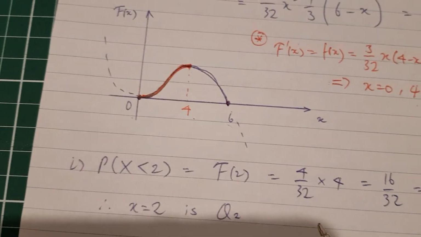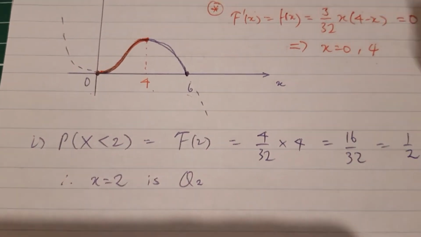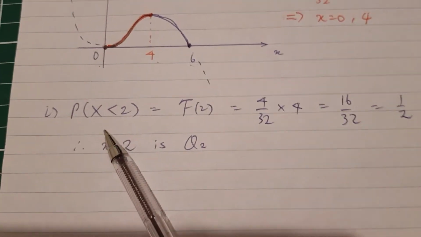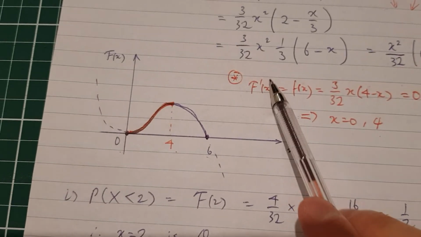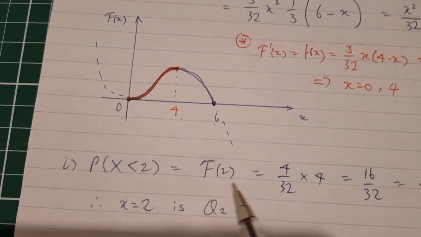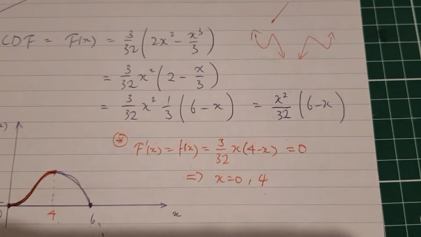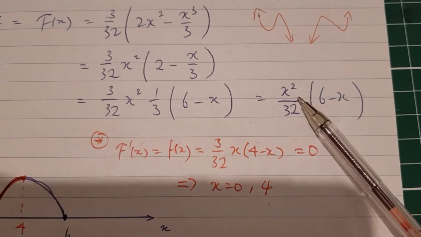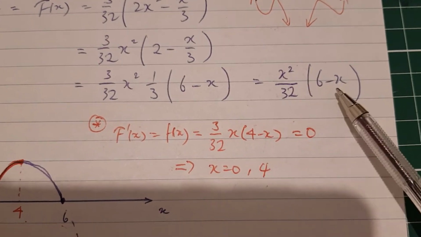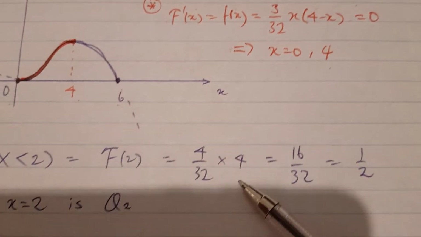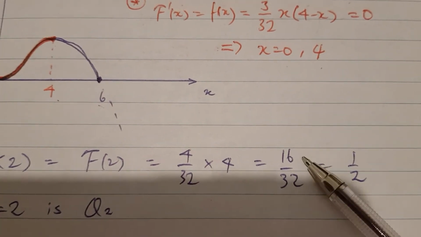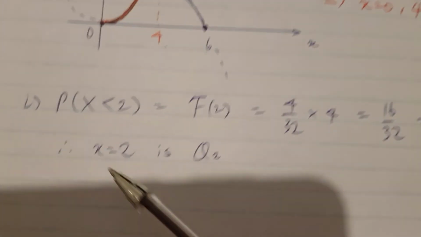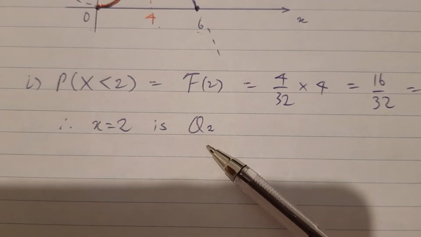Okay, X less than 2, the last one. If you substitute into big F of 2, that's the definition, it's going to be 4 over 32, because over here, if you substitute x equals 2, that's 4 over 32 times 6 minus 2, which is 4. So that's where you get that from. 16 over 32, which is half, hence x equals 2 is the median.